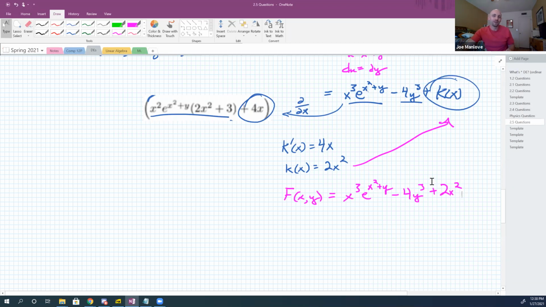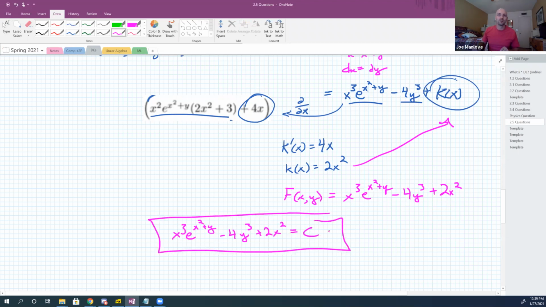So I found f. Now the answer to the question is going to be taking f and setting it equal to a constant. So I'm going to have x cubed e to the x squared plus y minus 4y cubed plus 2x squared. And all this is supposed to equal some constant c. And that constant c is the thing that's going to let me plug in my initial conditions. Normally, I'd really like to get something like y as a function of x is like h of x plus a constant, right? That's where I really want to be. Why am I not going to get to that here?